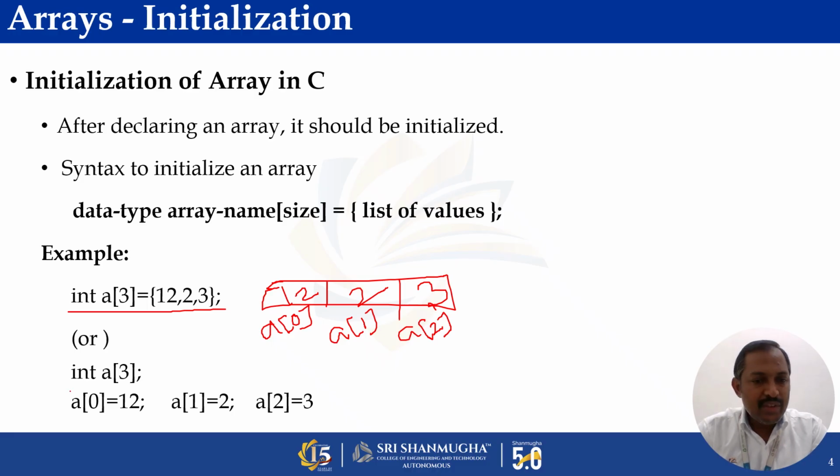Otherwise, first I want to declare, then I want to initialize. For example, int a[3] declared, then I initialize. Here we need to initialize elements individually. For a[0] I am storing 12, a[1] I am storing 2, a[2] I am storing 3. Whichever is convenient for you, you can use it. Both are correct.